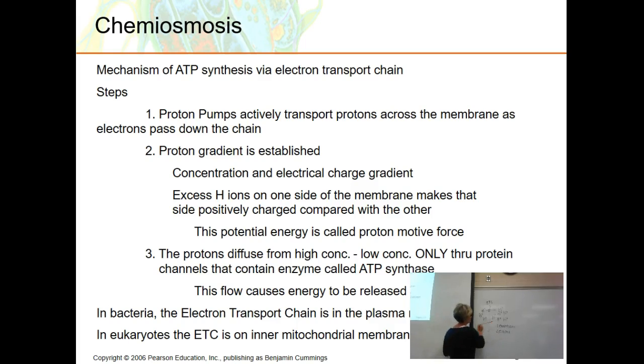There's a channel right here that is controlled by an enzyme. The enzyme is called ATP synthase. That channel is closed until the electrical and the concentration gradient reach a high enough point. And we don't care really how high that number is, but the concentration and the electrical gradient will slowly start to creep up. And when they reach a high enough point, this enzyme recognizes that and will open that channel.